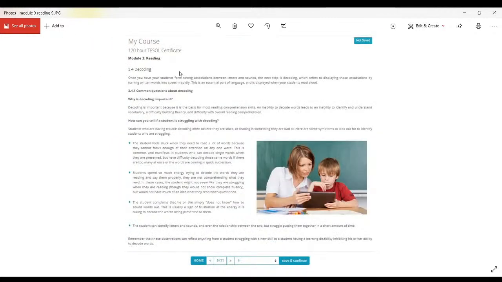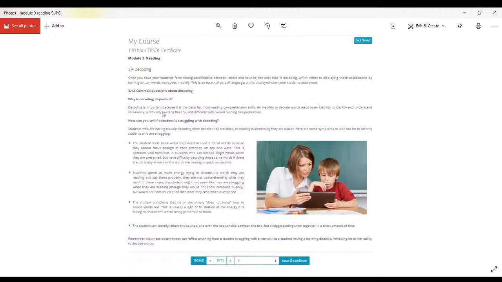Alright, 3.4, Decoding. Once you have your students form strong associations between letters and sounds, the next step is decoding, which refers to displaying those associations by turning written words into speech rapidly. This is an essential part of language and is displayed when your students read aloud. Okay, na-touch na natin kanina itong decoding, pero ito yung more details about it. So, 3.4.1, Common Questions about Decoding.